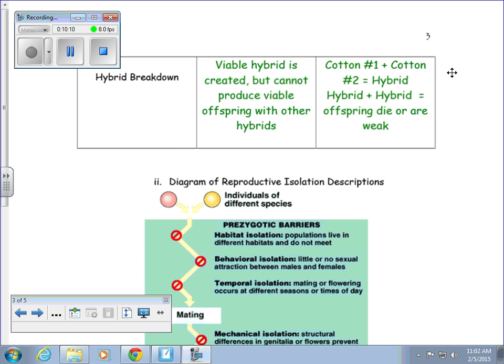A better example here would be, think of a plant, so a cotton plant. If you take a cotton plant and you cross it with another different species of cotton, that's where you get the hybrid. Well, if you take that hybrid cotton and you cross it with another hybrid cotton plant, they could produce offspring, but the offspring are so weak, they usually die early, or they're not a strong enough plant. They don't produce a lot, so there's no purpose to them. They don't live long enough to create more of the same.